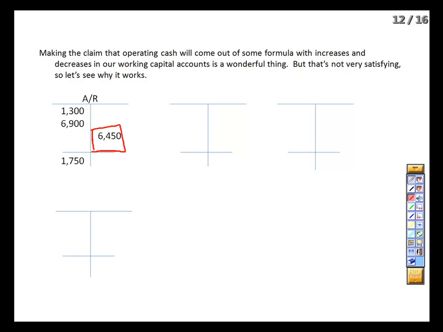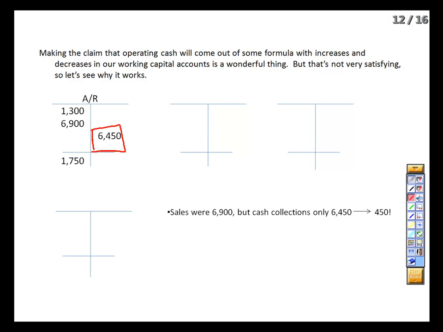So now look at that T account. We have revenue on the income statement of $6,900. We've got cash coming in the door of $6,450. What is that $450 difference? It's the difference between what we sold and what we collected, and it's the difference between net income and cash flows from operations. Why did accounts receivable go up?